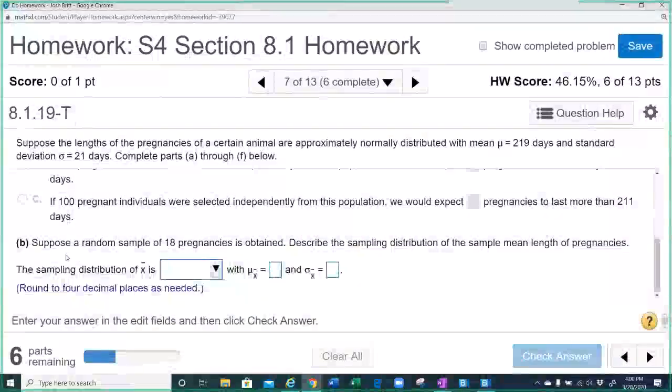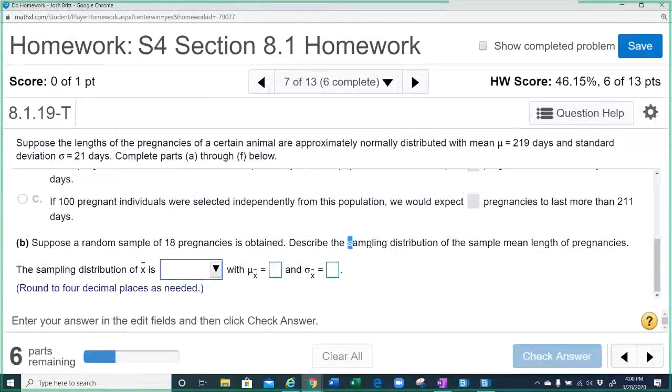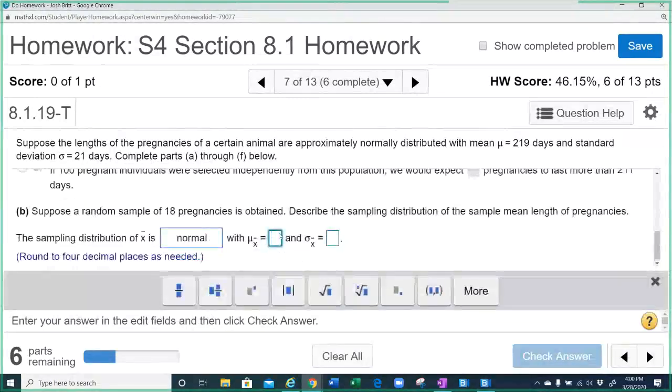So now is when we come to the sample size. Suppose a random sample of 18 pregnancies is obtained. Describe the sampling distribution. Remember, this means tell the mean, mu x bar, and standard deviation of the sampling distribution, sigma sub x bar. The sampling distribution is always normal with the mean equal to 219, the regular old mu, and the standard deviation is going to be 21 divided by square root of sample size. So 21 divided by square root 18.